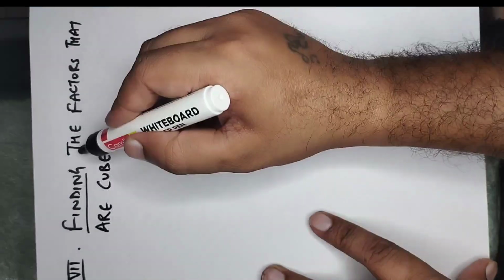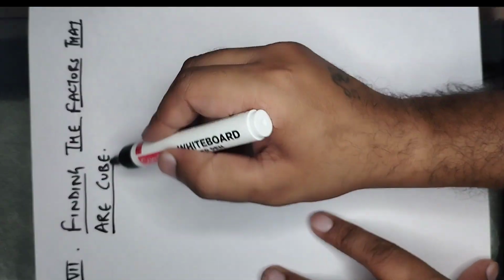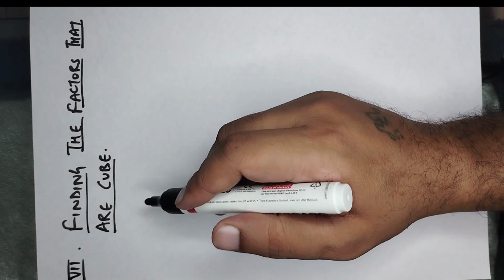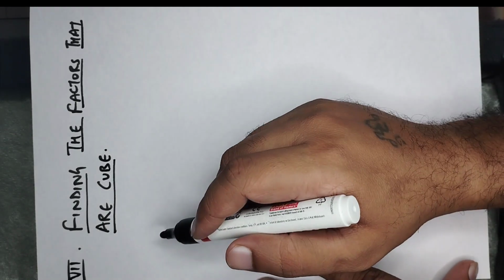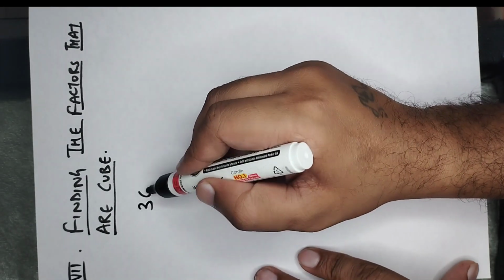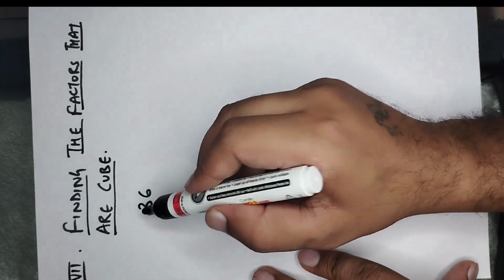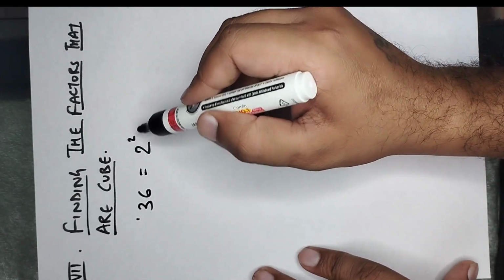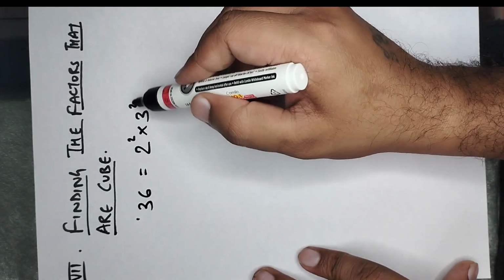Now this is another question that can also be asked, finding the factors that are cubes. Now if we have to find the factors that are cubes, again we have to do the same thing. What we have to do, suppose I am taking the example of this number 36. Now this 36 can be written as 2 raised to the power 2 into 3 raised to the power 2.